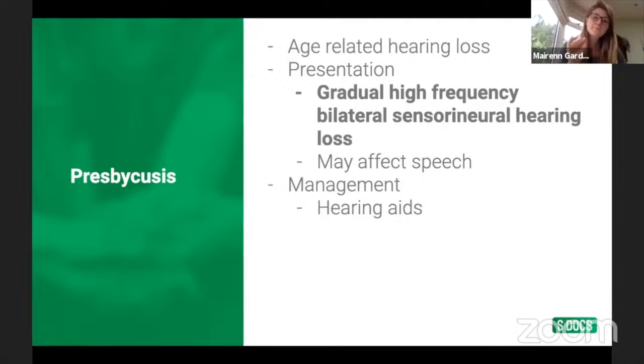Presbycusis affects high frequency hearing, which we'll come on to explain slightly further in the audiogram section. But the problem with losing high frequency sounds is that this is where most of the consonants are heard, and therefore it can affect their speech. It's also really difficult for these patients to hear in loud, noisy environments, which often means that they're quite withdrawn. You can't really manage these patients apart from with hearing aids, but hearing aids are really important to allow them to hear better.